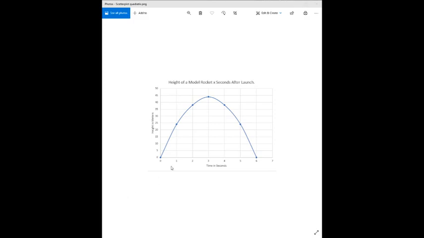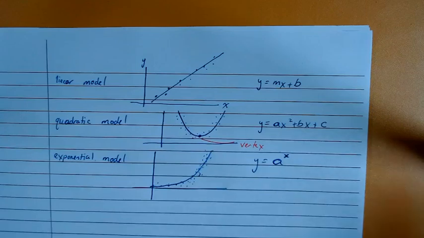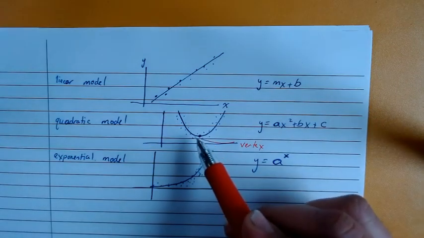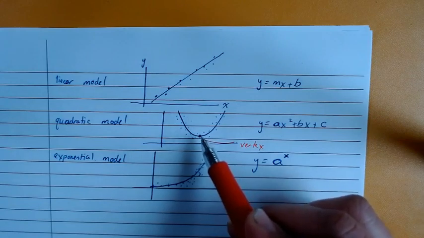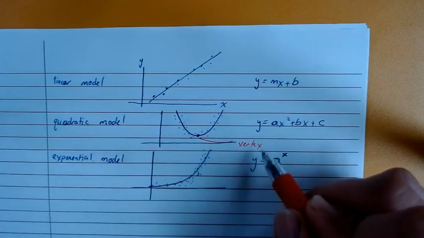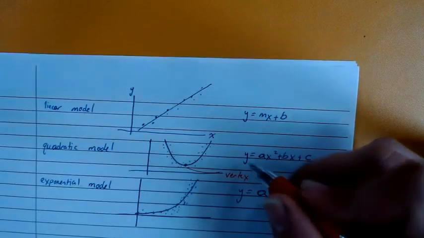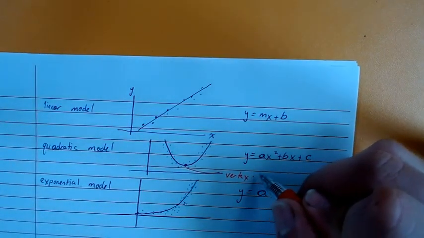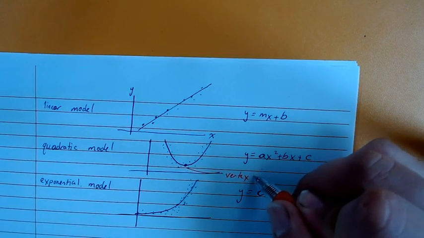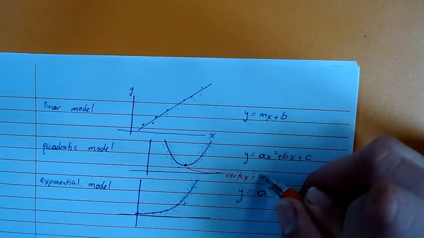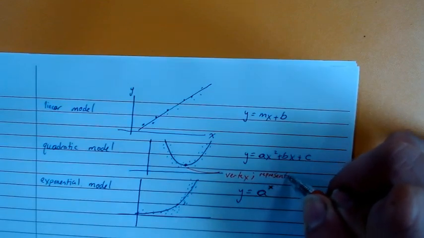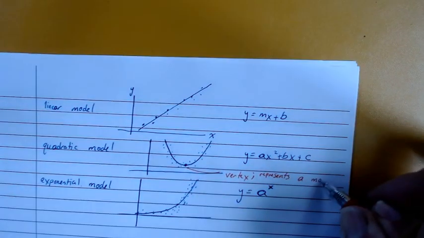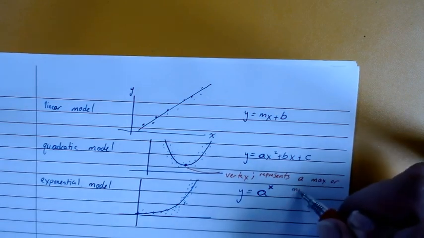So I have the height of an object. What's the maximum height it will ever reach? I have a business model and I'm trying to figure out what's the maximum profit I will ever achieve. I have a physical situation and I'm trying to figure out what is the minimum amount of energy that it takes to perform an action. Whenever I'm looking for a maximum or a minimum, that's represented by the vertex. So here, the vertex represents a max or min value.